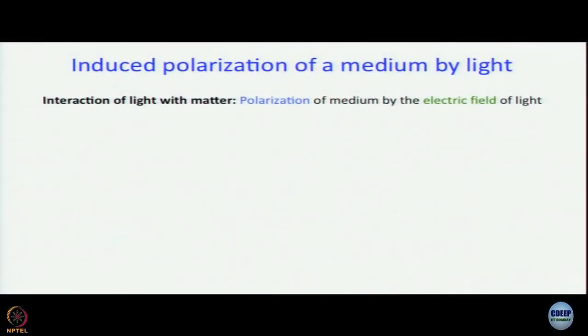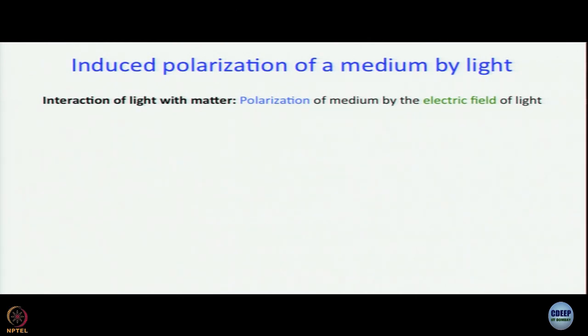First of all, we have talked about this earlier, and I am sure everybody has learned this in other courses. The model of interaction of light with matter is that light induces a polarization in the medium. The electric field component of light induces an electrical dipole moment, and that is what interacts with the electric field to give you the radiation matter interaction, which is what we are talking about throughout.